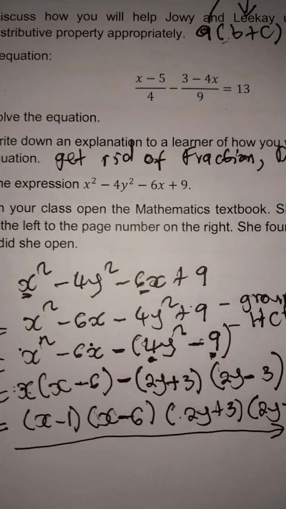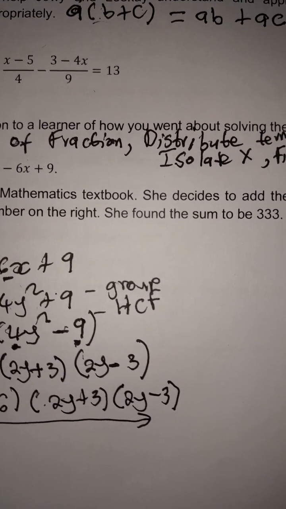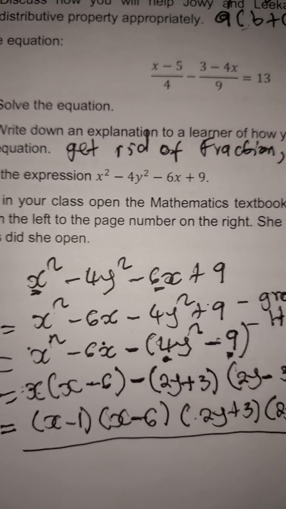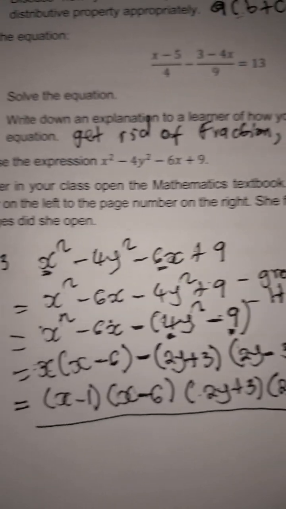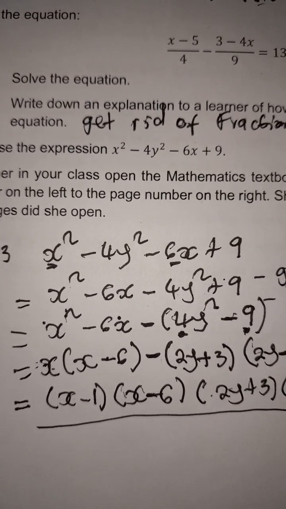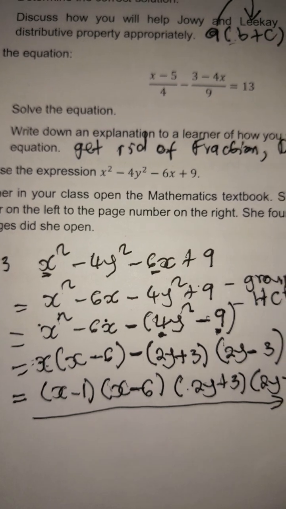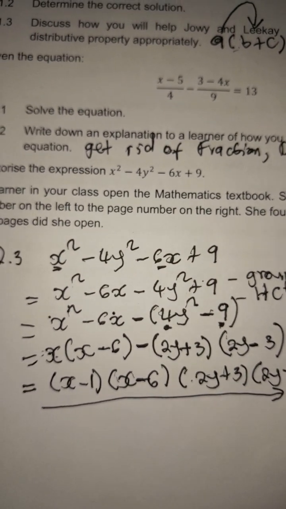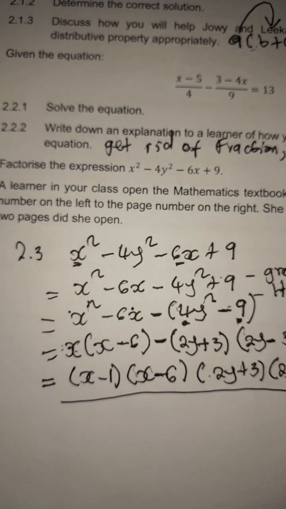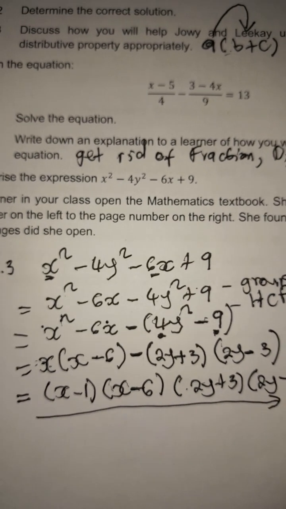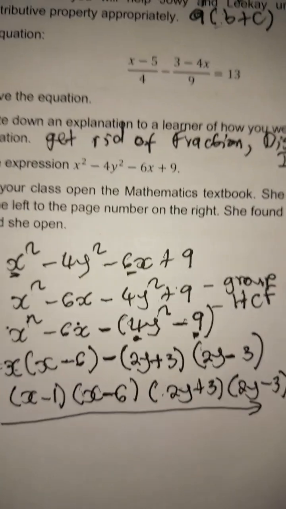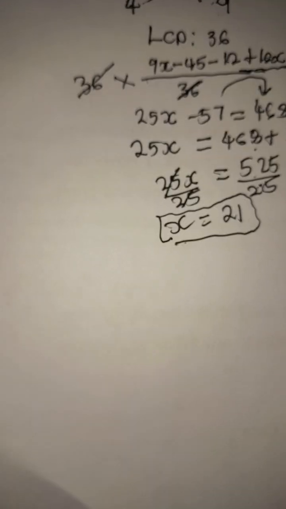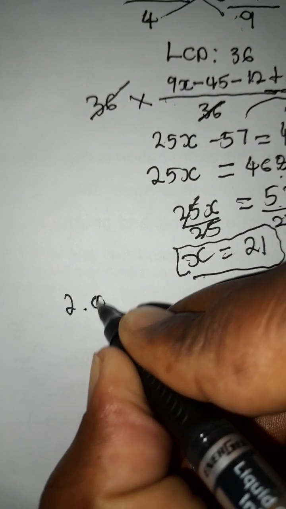A learner in your class opened the mathematics textbook. She decided to add the page number on the left to the page number on the right. She found the sum to be 333. Which 2 pages did she open? Such a critical question, but it needs you to think. Well, because we don't know those numbers, let the left page number be x in this case. Let me just put this into practice so that you understand. We are at 2.4, right?